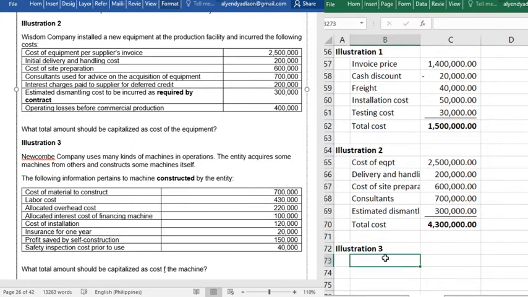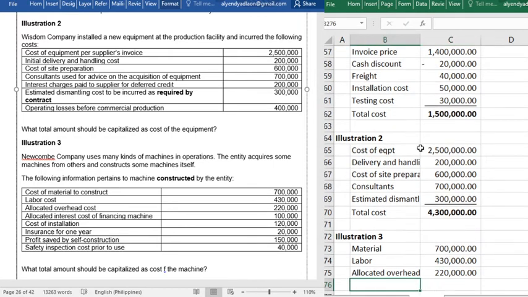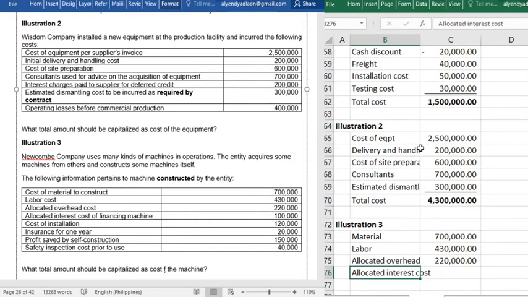Okay, so what is the cost of the machine that is to be capitalized? Now, first, we have the cost of material to construct. Of course, this is a material, and so we have to add 700,000. Next, of course, the labor cost is also to be added. Then we have the allocated overhead cost. That is 220,000. And then we have allocated interest cost of financing machine.